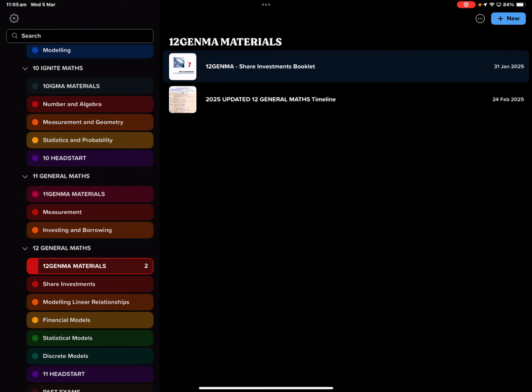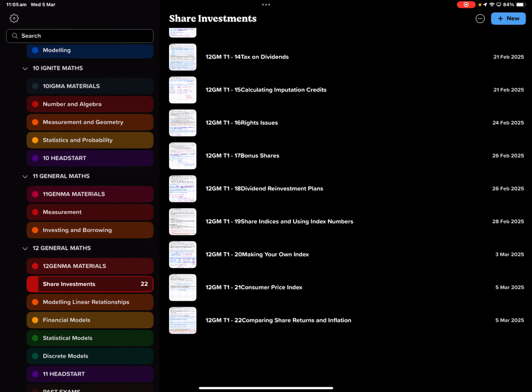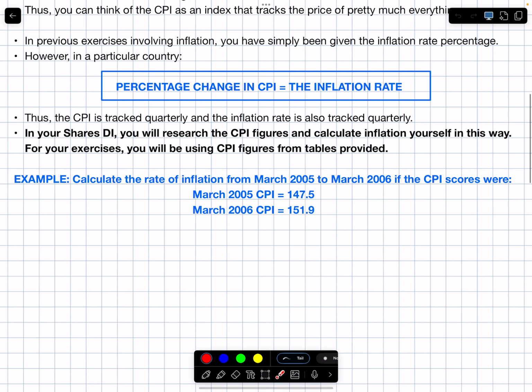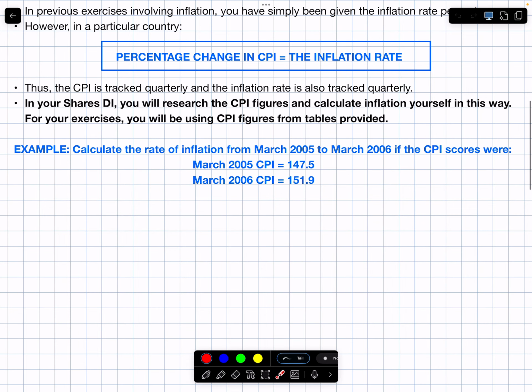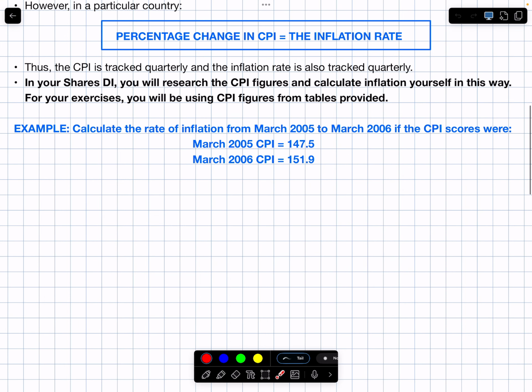Okay, so that's what you're going to be doing in your exercises. You're no longer doing the DI, which you had to look up the CPI figures. Calculate the inflation rate from March 2005 to 2006 if CPI scores were 147.5 to 151.9. Can someone remind me what the percentage change formula was? You had it a while ago.